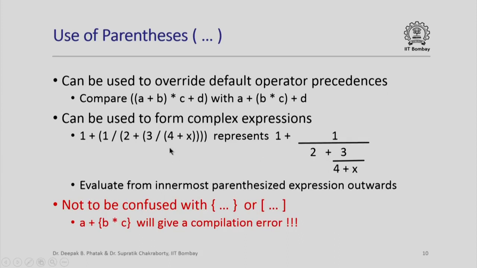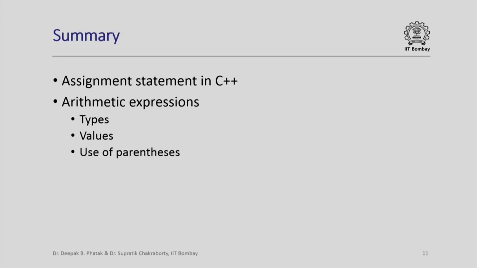An important point to remember is that parentheses are not to be confused with braces or square brackets. For example, if you write an expression like this where you use braces instead of parentheses, you will get a compilation error. So in summary, what we looked at in this lecture is the assignment statement in C++. We looked at arithmetic expressions, how to obtain their types and values, and we also looked at the use of parentheses in arithmetic expressions. Thank you.